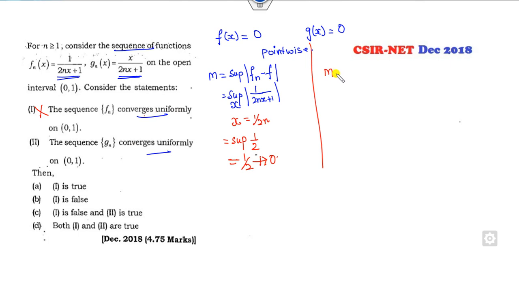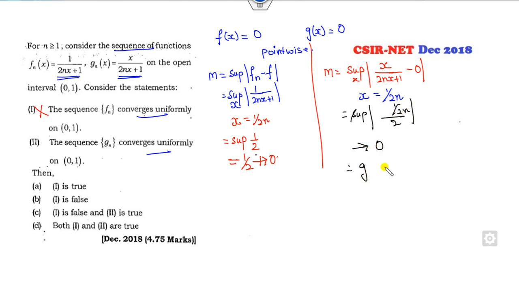Now look at this. If you define here the supremum of gn(x), x over 2nx plus 1 minus 0, again I can take x as 1 over 2n. If I substitute this value here, it is 1 over 2n divided by 2. It goes to 0. So therefore g is uniformly convergent, f is not uniformly convergent. So the first is false, second is true, correct answer.